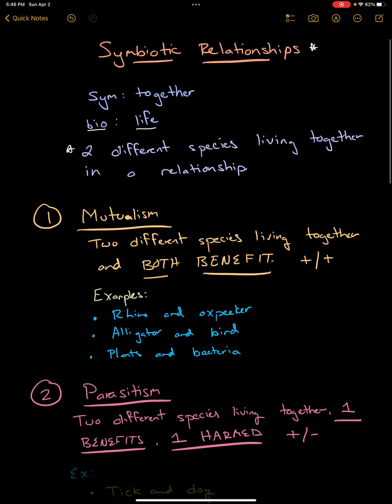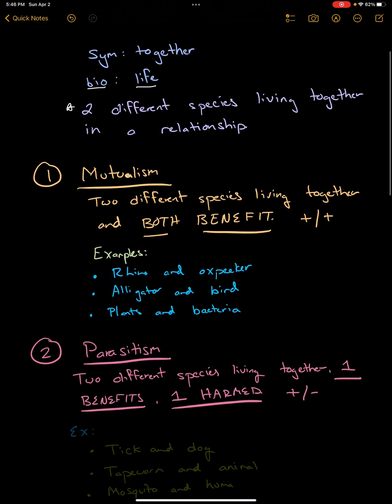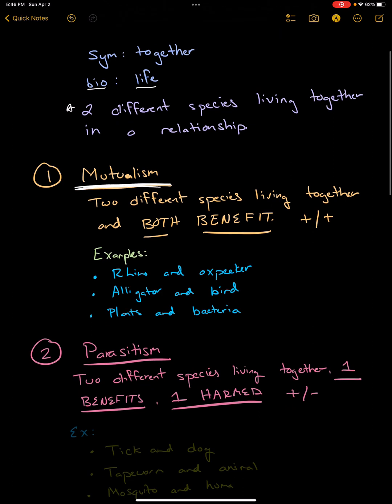We actually have three kinds of symbiotic relationships. So we'll start with the easiest one first. That's mutualism. Mutualism is when I have two different species living together, but both benefit. You're mutual. Whenever we start doing symbiotic relationships, we like to use symbols. So that would be a plus for both of them. They both benefit at this point.